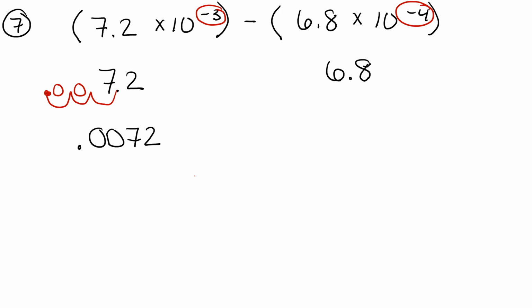For the second number, 6.8, we're going to move the decimal point 4 times. We're going to move it 4 times towards the front, 1, 2, 3, 4, because it's a negative 4. Negative exponents mean the zeros are in the front of the number. And we write the answer more clearly, 0.00068.